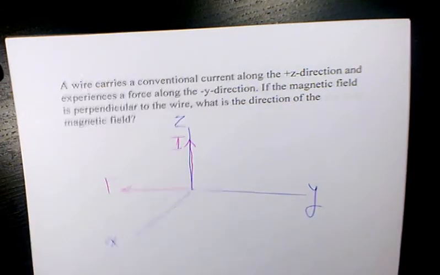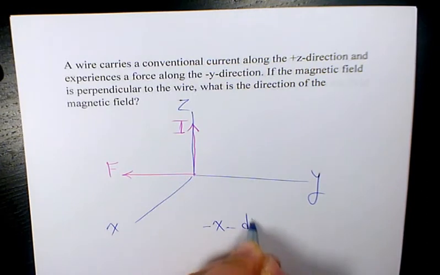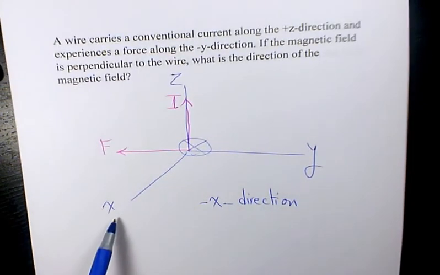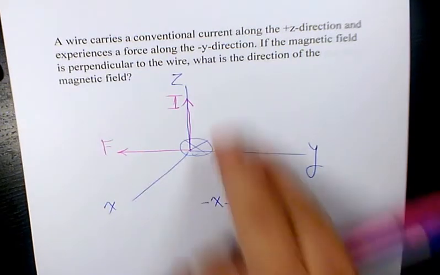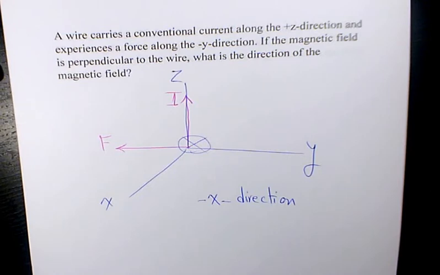So thumb is showing the I. Palm of the right hand is showing the F direction. So four fingers are showing negative X direction because it's going to go into the page. Into the page means the opposite side of the X direction. So it's going to be negative X direction, and that makes sense because it must be perpendicular to I and F.